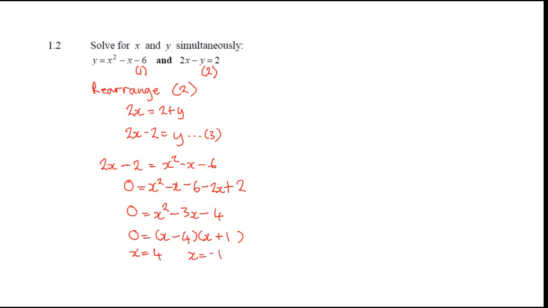Okay, now we're going to take these results and substitute them into this equation here, so into equation 3. So the first one, x equal to 4, we're going to substitute it into there. So that means y is going to be equal to 2 by, remember x is equal to positive 4, so we're going to replace positive 4 there, minus 2. Okay, 2 times 4 is 8, minus 2, which is 6.